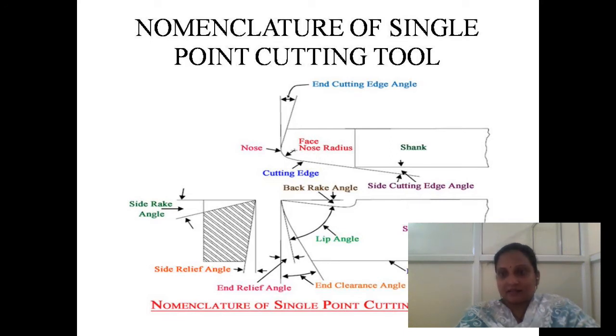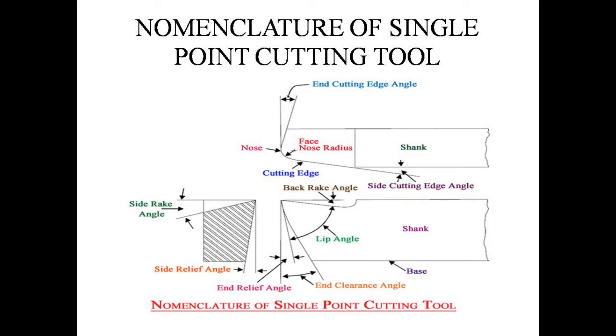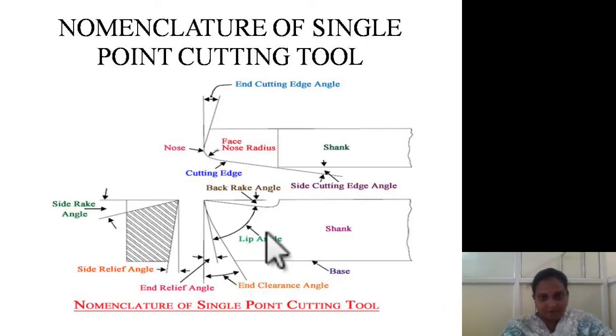Next, the front view. This is the shank, as I told you, which will be fitted into the tool bit. This is the base, the bottom part of the shank. This is the back rake angle. Here we have some angle so that the chips will flow over this and get broken here also. This angle is called the rake angle. We have three different types of rake angles: positive rake angle, negative rake angle and neutral rake angle, which we have discussed in the previous slides.